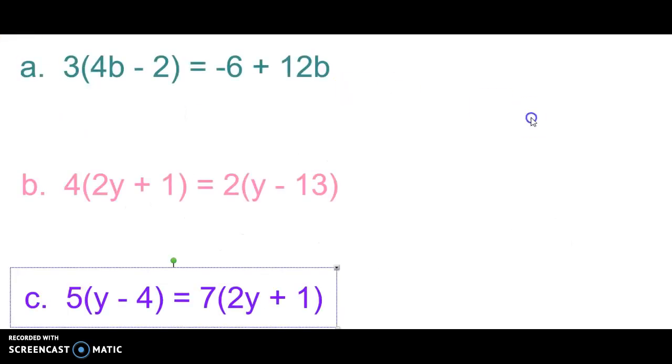Now, I'd like you to copy down these 3 examples into your spiral notebook. Go ahead and work them through, and then come back and check your answers when you're done.